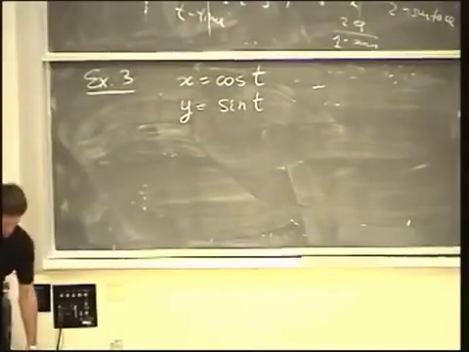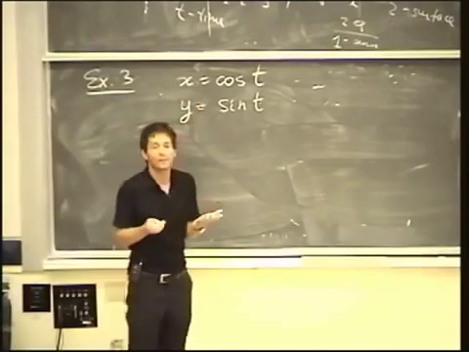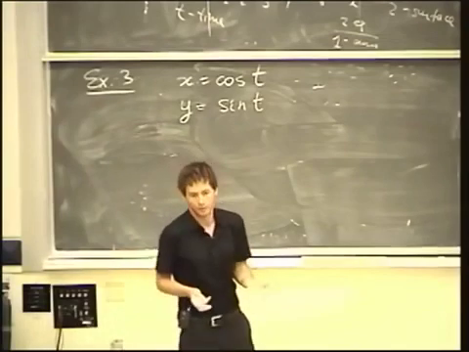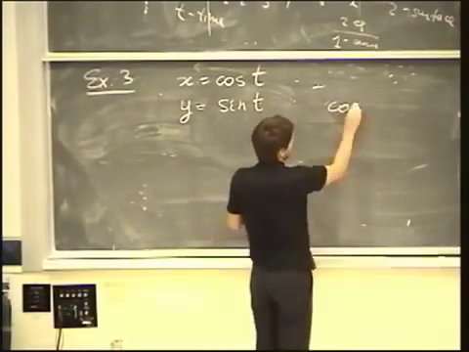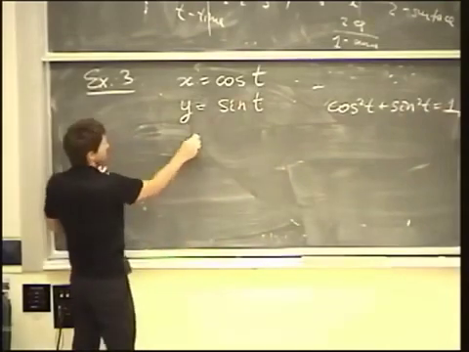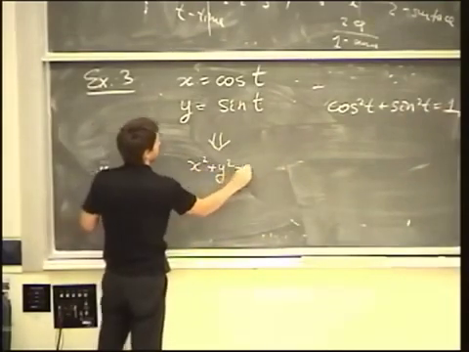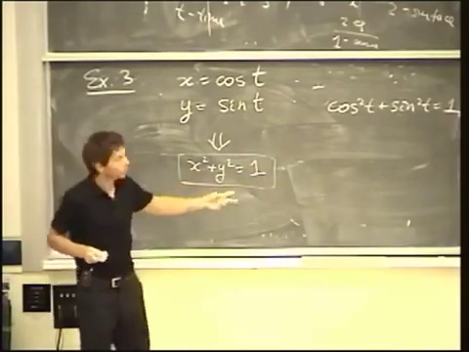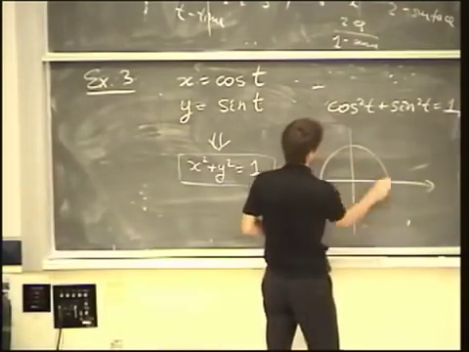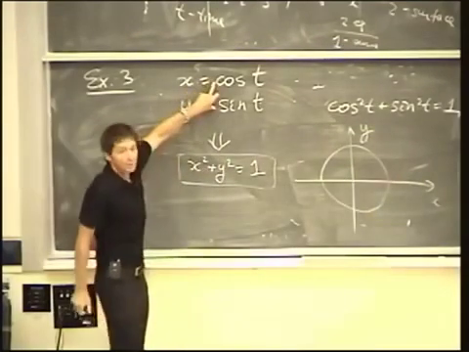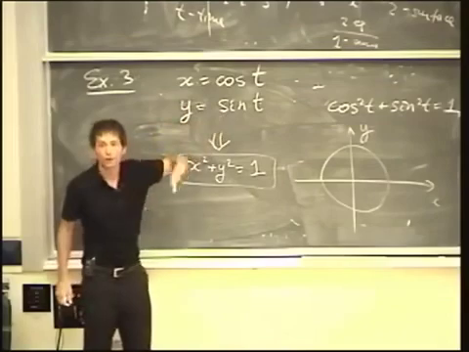Well, the point is that these two functions, cosine and sine, satisfy a very simple equation, right? Which we know from trigonometry. We know that cosine squared plus sine squared is equal to 1, right? So we can use it to our advantage. So we can say that this is equivalent to this equation. And we already discussed the fact that this equation represents a circle, right? So in other words, we start with this parametric representation and we end up with this equation. So these are two equivalent forms of representing the circle.